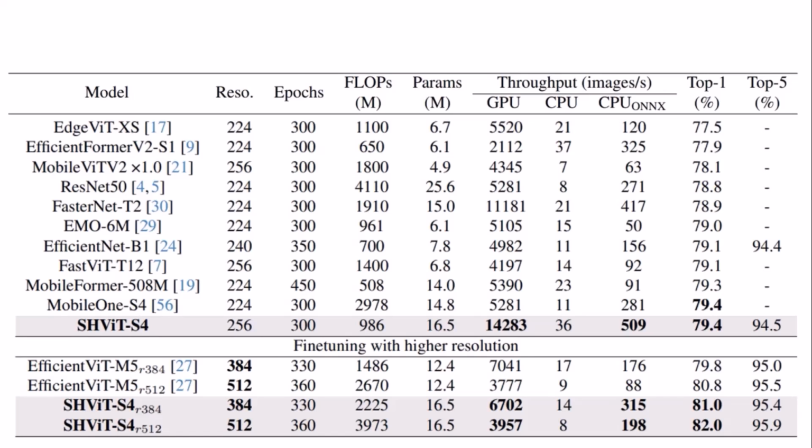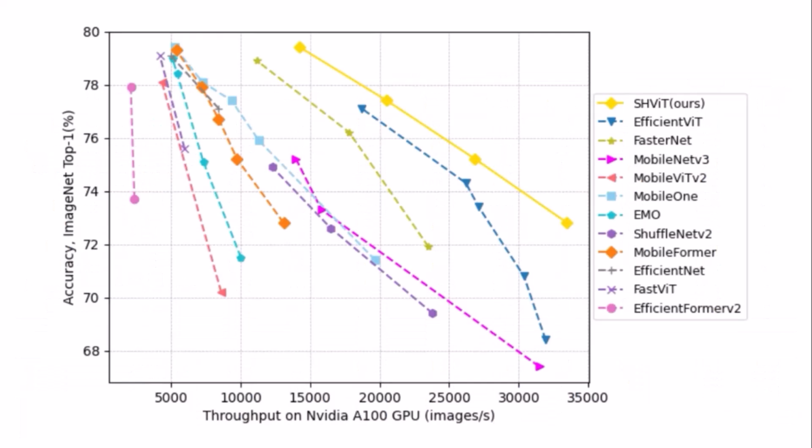That's quite impressive. And the final thing to mention is this figure that compares the throughput on the x-axis and accuracy on the y-axis. You can see SHViT, the yellow one, beats all the others in this trade-off. So yeah, that was all I wanted you to know about this paper.